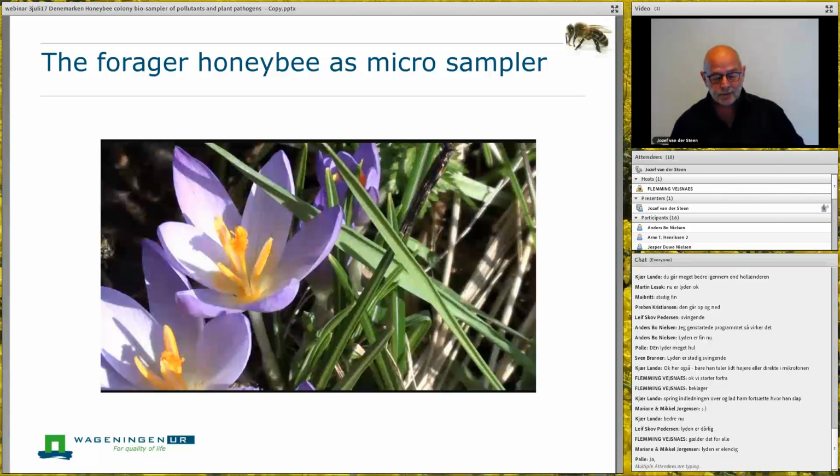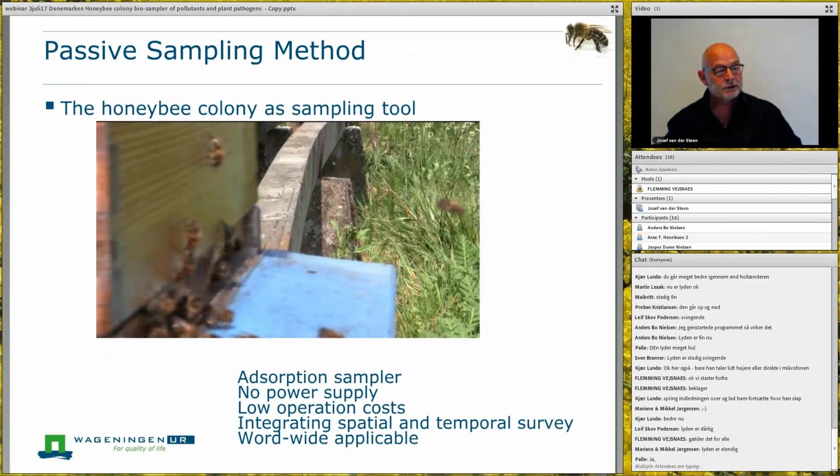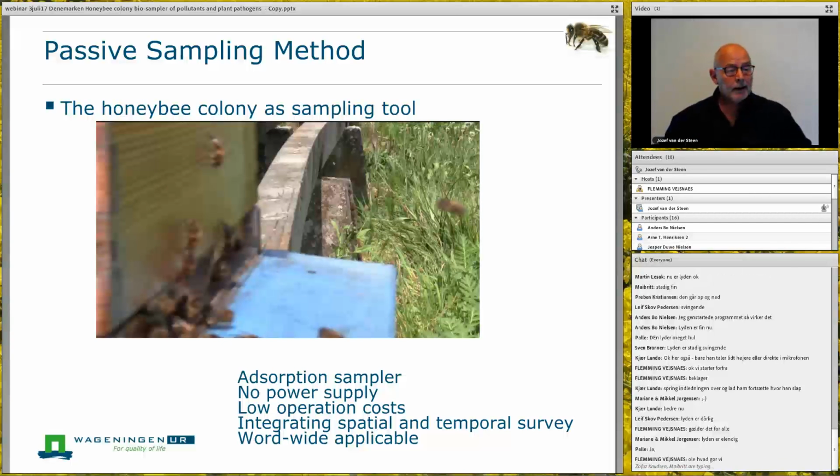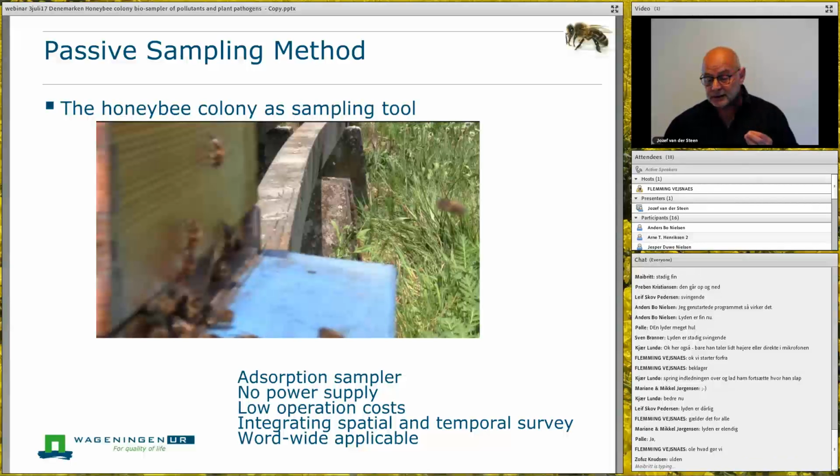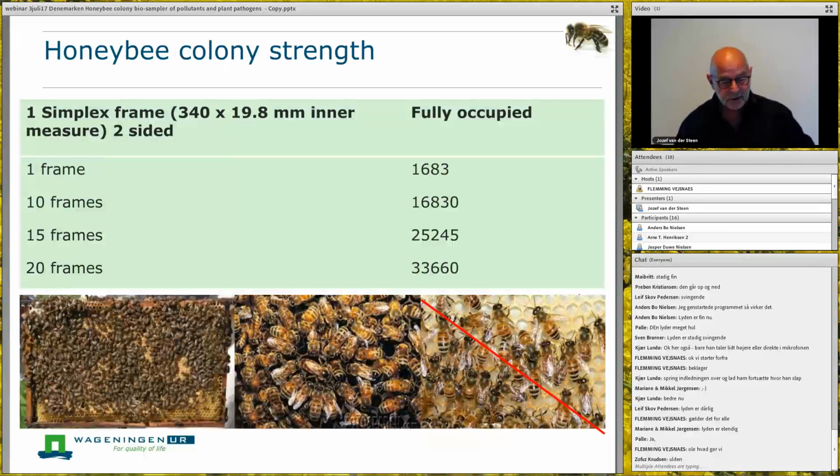So after they have collected the stuff in the flowers, they go back, and then we can use the honeybee colony as a sampling tool. And that has a lot of benefits, because you don't have electricity, and there are honeybee colonies all over the world, and you can use them all over the world, even in places where there is no environmental infrastructure, whatever.